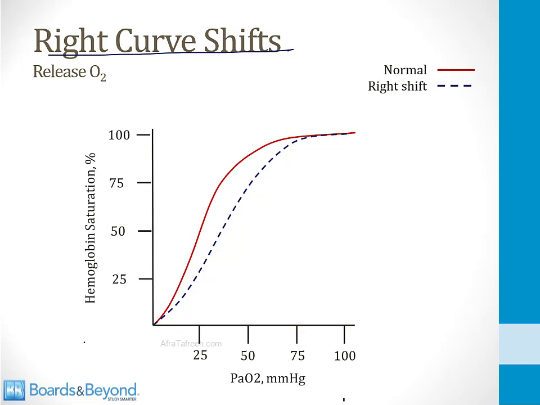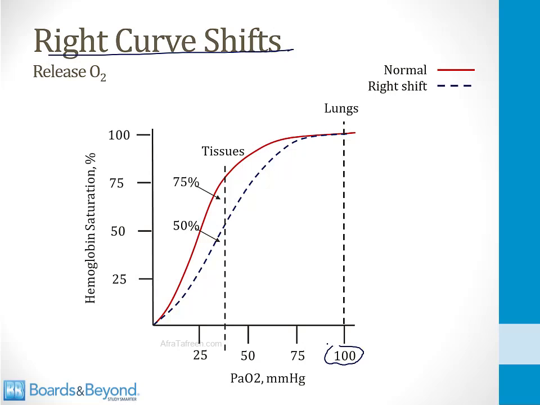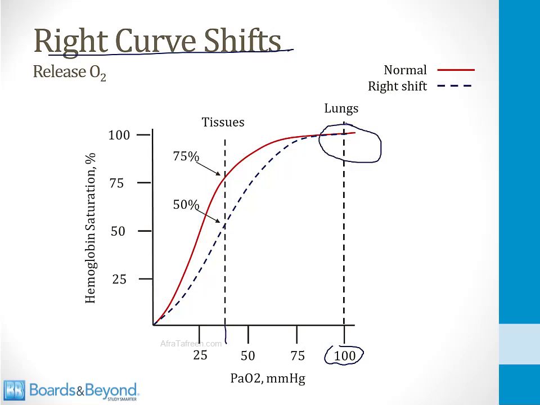Basically what we've got here is in the lungs, we have a PaO2 of about 100. In the tissues, we have a PaO2 of about 40. As you can see, we're normally 100% saturated in the lungs no matter which curve we're operating on. Whether we are on the normal curve or the right shifted curve, we're still fully saturating hemoglobin in the lungs. However, which curve we're operating on makes a big difference when we get to the tissues.